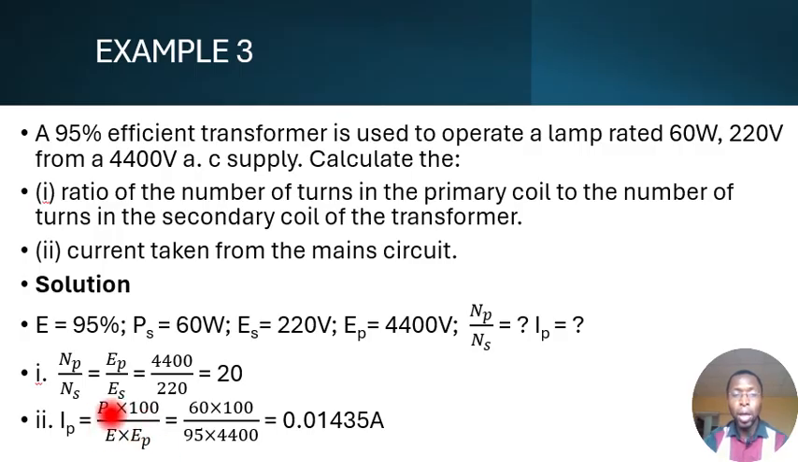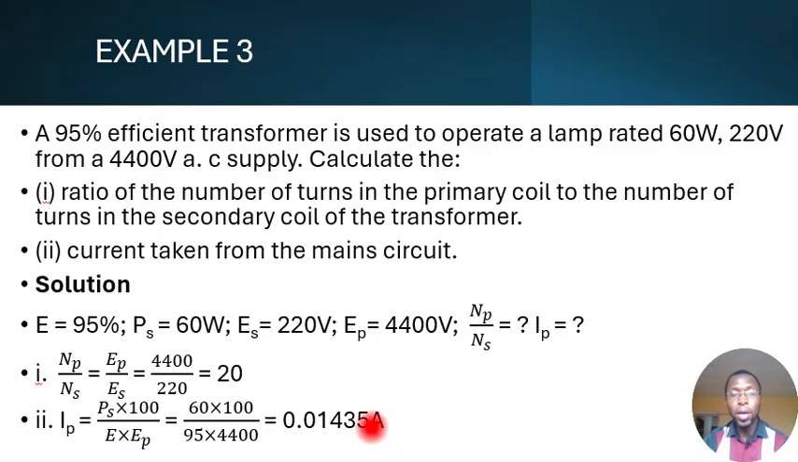So the secondary power, which is 60 watt, is substituted, 100 is there. Then the efficiency, which is E, is 95, multiplied by the primary voltage, which is 4,400. So simplifying all of these, we have the primary current to be 0.01435 ampere, or in standard form, you can also say 1.435 times 10 raised to the power minus 2 ampere.